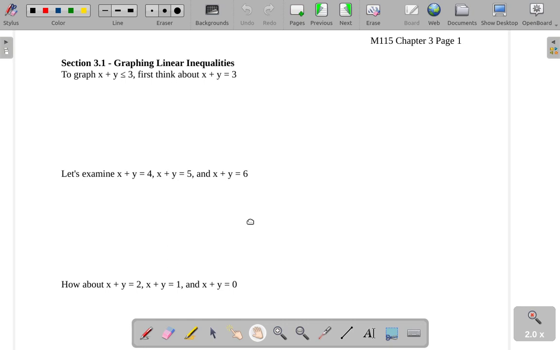To graph an inequality, we're first going to be looking at graphing equations, because inequalities are kind of extending this whole idea of graphing equations. Well, if we want to graph x plus y is less than or equal to 3, like it says here, I'm going to start off by graphing x plus y equals 3.